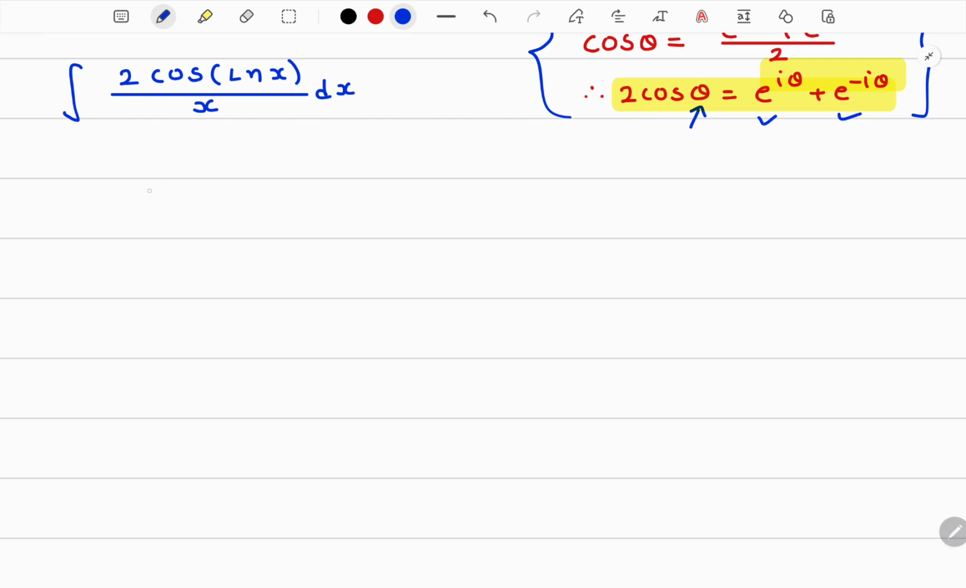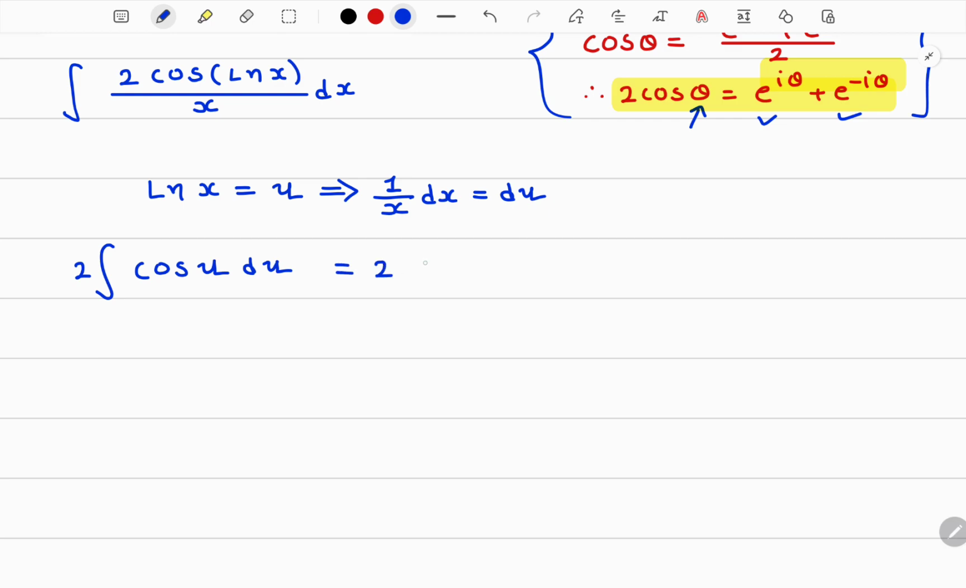अभी क्या करेंगे, we know that 1 upon x is nothing but differentiation of ln x. So we are going to take ln x equal to u, differentiating both sides, 1 upon x dx equal to du, right? So replace 1 upon x dx by du and ln x by u. What we get here, 2 cos u into du.